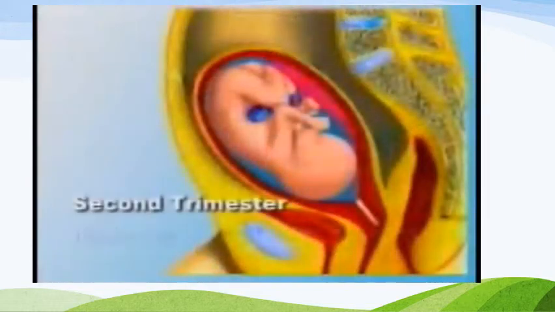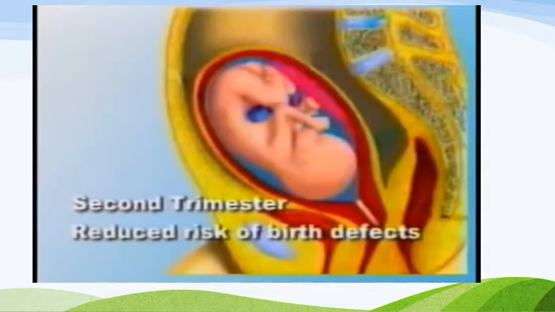The second and third trimesters are involved just more in growth of the baby. There's not as likely to be a birth defect caused by medications at that point, although they may affect the baby in other ways.